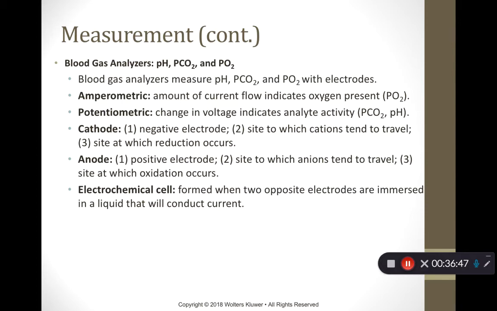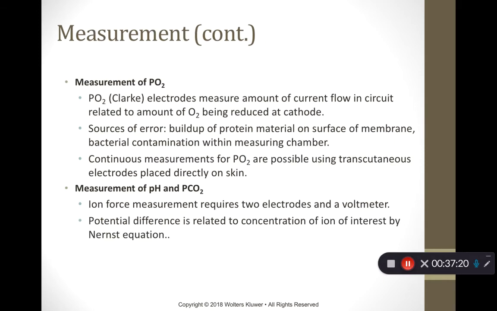The cathode and the anode are also used in the measurement of these blood gases. The cathode is the negative electrode, and it is the site to which the cations tend to travel. It is a site in which reduction occurs. The anode is the positive electrode. It is the site to which the anions tend to travel and the site in which the oxidation occurs. The electrochemical cell is formed when two opposite electrodes are immersed in a liquid substance that will conduct the current.